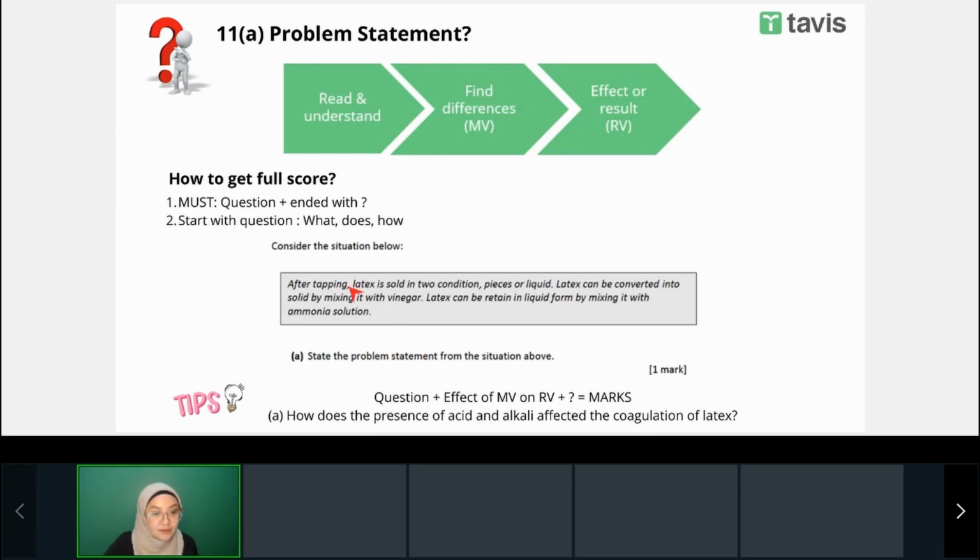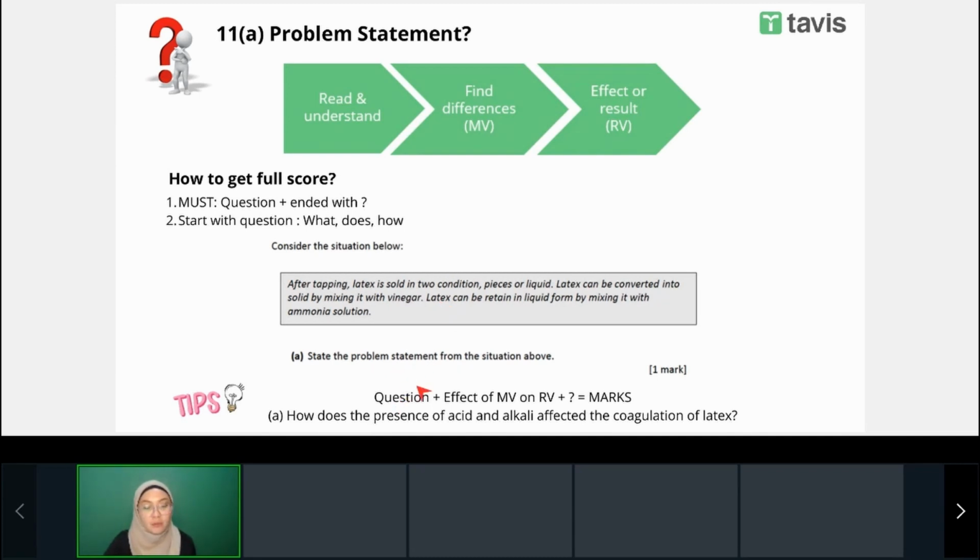So the first question: after tapping, latex is sold in condensed pieces or liquid. Latex can be converted into solid by mixing it with vinegar. And remember, if you add acid into latex, it will coagulate. Latex can be retained in liquid form by mixing with ammonia. If you add an alkali, it will remain as a liquid. So, state the problem statement.